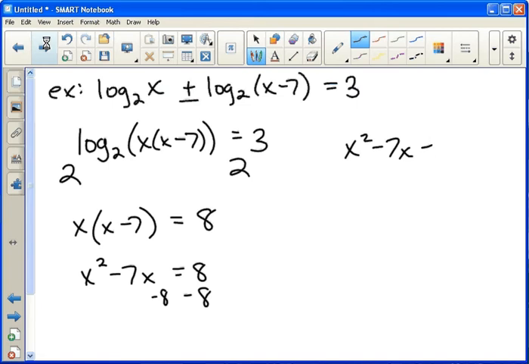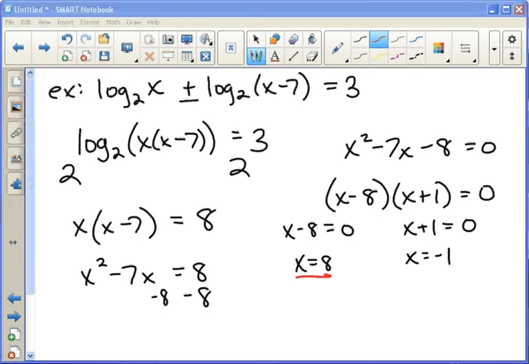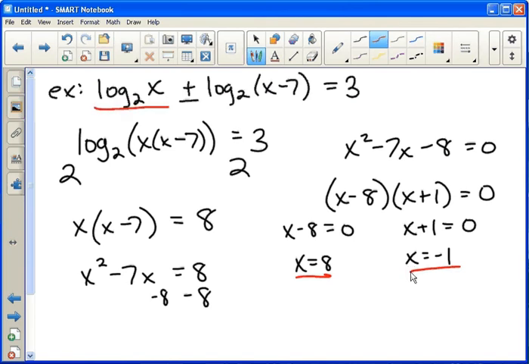That will factor to be x minus 8 times x plus 1 equals 0. So set each of those equal to 0, because if either one is 0, the whole thing is 0. And you get x equals 8 and x equals -1. But again, you've got to check your answer. I'm going to take the 8 and the -1, and I'm going to check them back up in here. Well, 8 works just fine. I can do log of 8, but I can't do log of -1, so I have to throw it out.